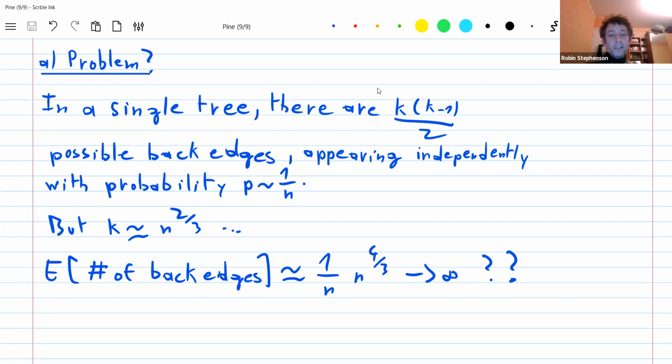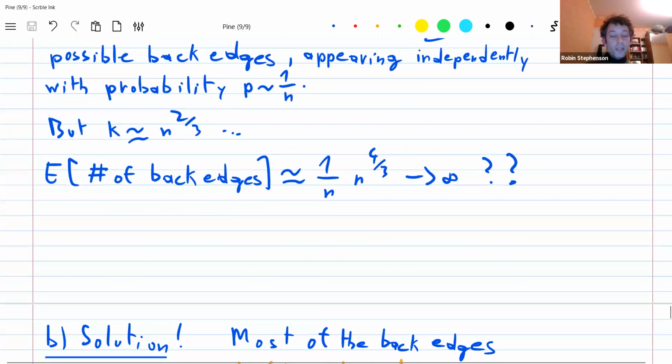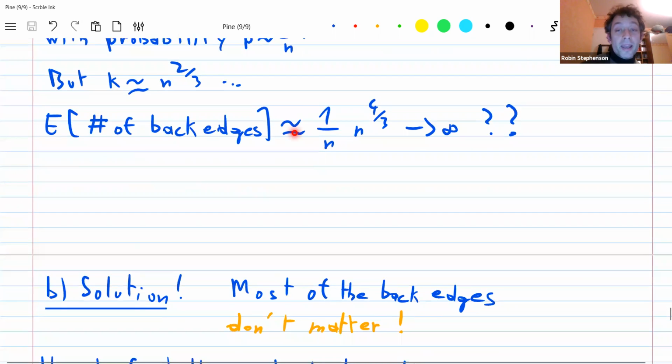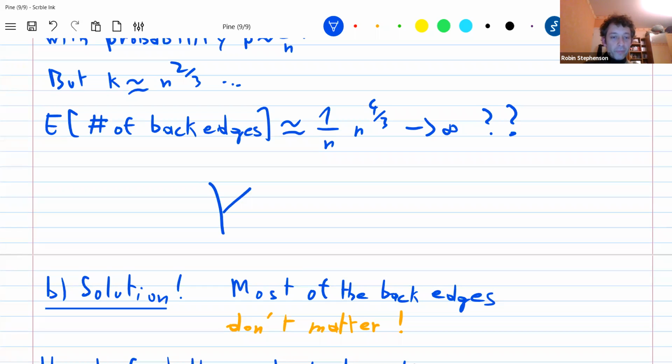That sounds very weird, because we said we had a rather finite and rigid structure. That sounds wrong. Well, it turns out this problem can be solved, because most of the back edges don't matter. And by don't matter, I mean they're not part of strongly connected components. Why is that? Let me draw a very basic example. Here's a back edge. This doesn't create a cycle, right? You don't have a strongly connected component from this.